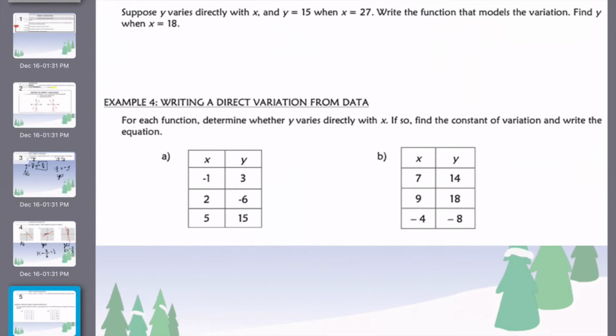Suppose y varies directly with x, and y equals 15 when x equals 27. Write the function that models the variation. Find what y is when x is equal to 18.